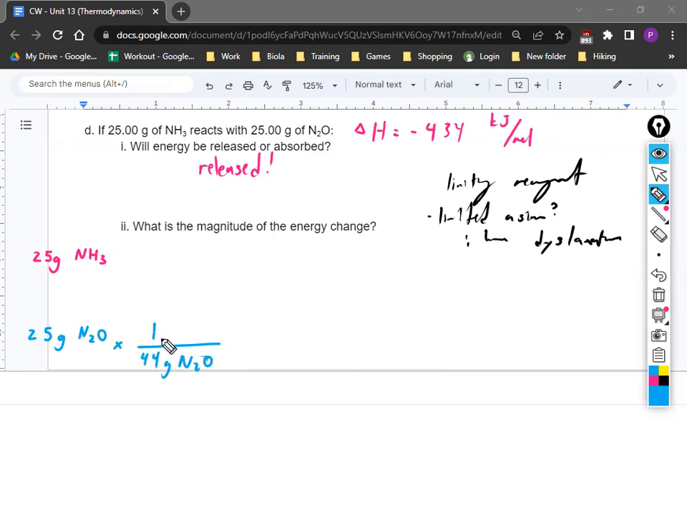Okay, so you're going to turn the grams into moles. And then you're going to set up the mole ratio, so it should be 3 moles. And then we're looking at either the moles of the reaction or the kilojoules. So negative 434 kilojoules. That's going to give us a total of negative 82.16 kilojoules.